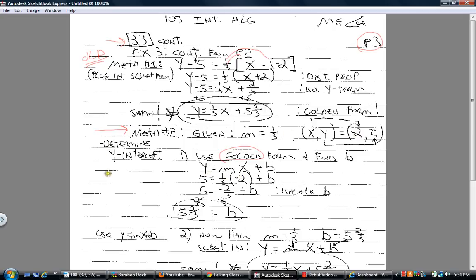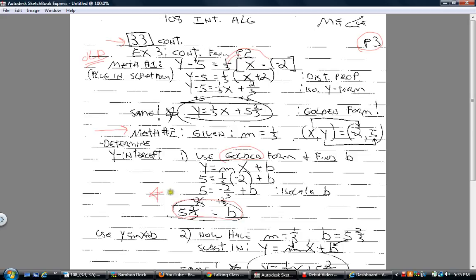So what's happening is every ordered pair that's on the line can be substituted in as x coordinate comma y coordinate, x and the y variable. Substitute them in with the slope, therefore leaving only one variable in an equation, and you could solve for b, the y-intercept. So I like this because it's fairly straightforward. Multiply 1/3 times -2 is -2/3. Add 2/3 to both sides, and you get the y-intercept is 5 2/3.